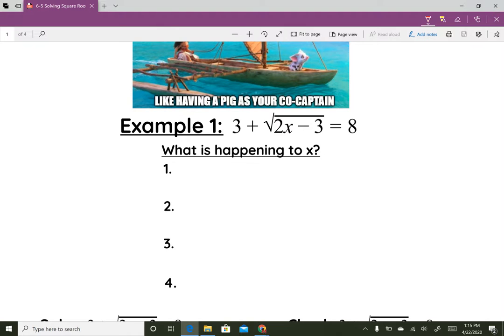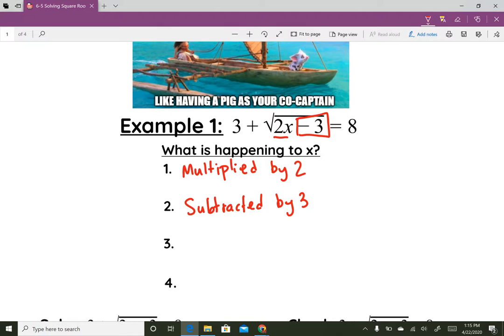Well, first, it's being multiplied by 2. Then what's happening? Then we have that it's being subtracted by 3. Next, if you notice, there's a square root sign, so then it's being square rooted. Don't know if that's a verb, but hey, I teach math, so there we go. And then lastly, it's being added by 3.